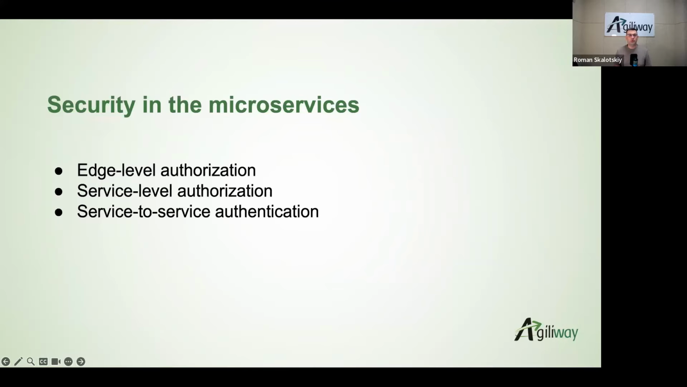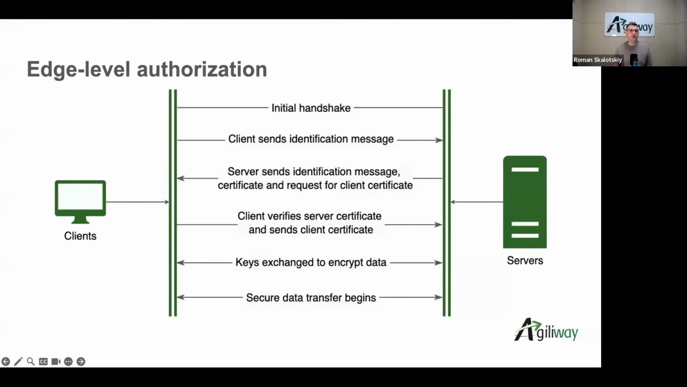Let's talk about three of them. The first level is edge-level authorization. In simple cases, authorization can be managed solely at the edge level. We could say the API gateway. By using the API gateway, you can centralize the enforcement of authorization for all backend microservices. This removes the need to implement authentication and access control for each individual service.